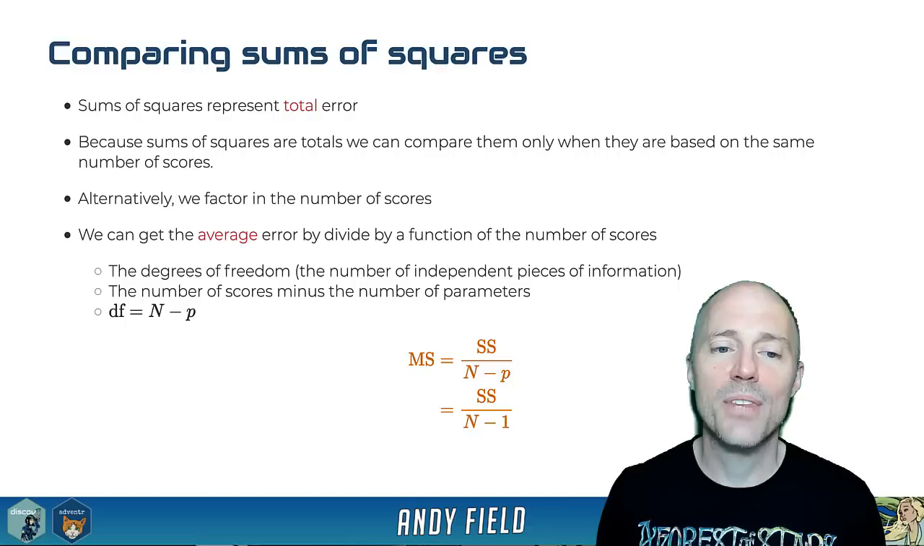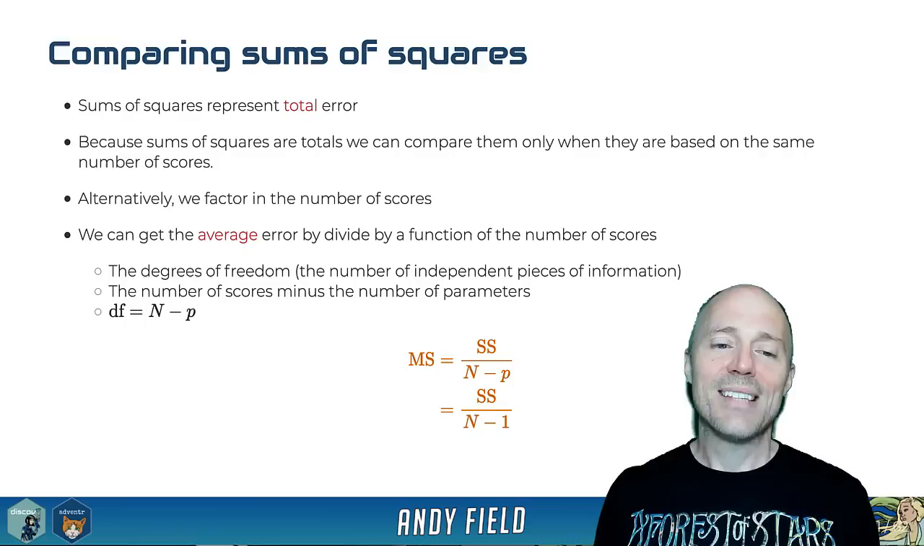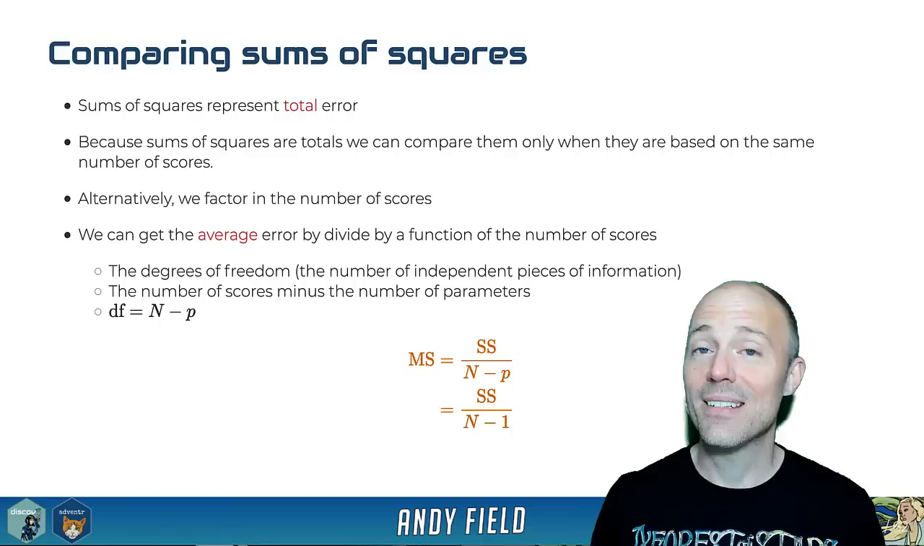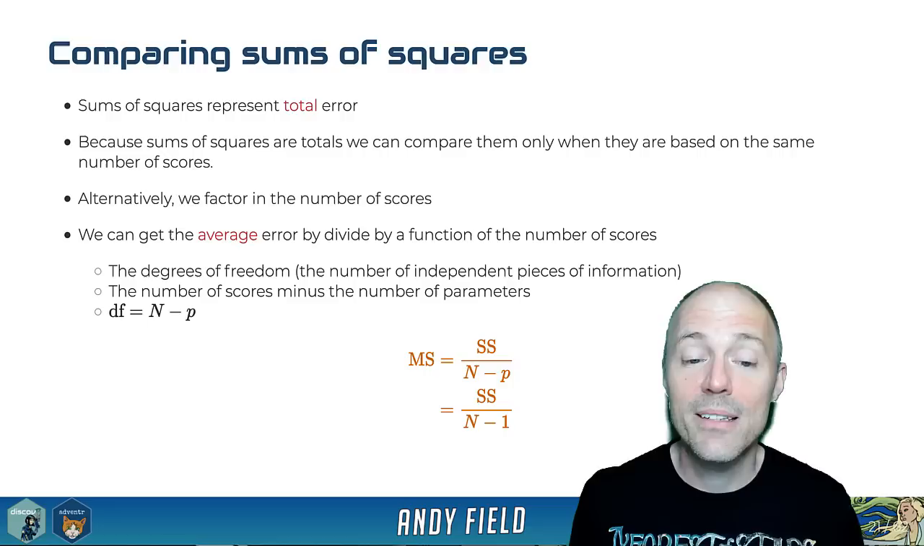You can think of this as the number of independent pieces of information that were used to compute the sum of squares. What do we mean by that? Well, essentially, every time we estimate a parameter, we lose a piece of independent information. So the degrees of freedom, broadly speaking, are just the number of scores minus the number of parameters we were estimating. In this case, where we're just using a mean, we're only estimating one parameter, which is the mean. So n minus p becomes n minus 1.